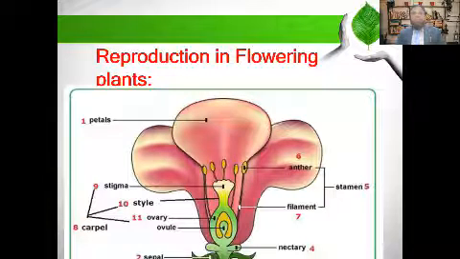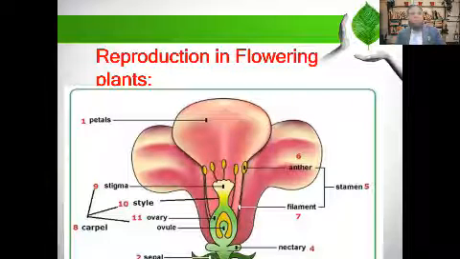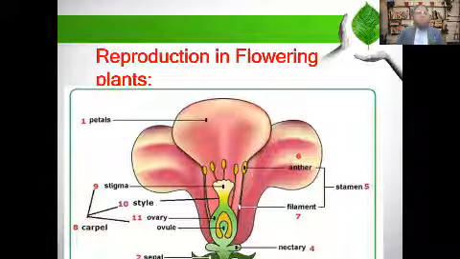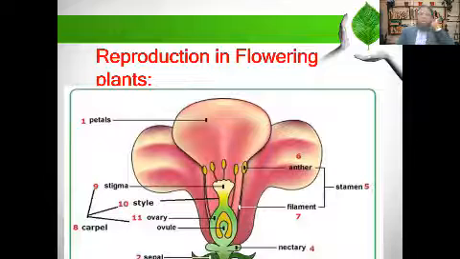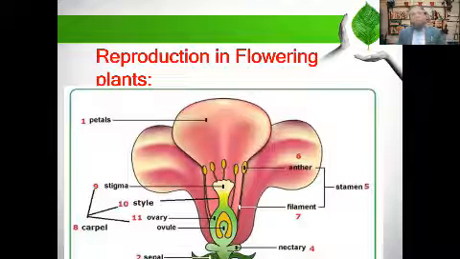Number one, petal is there, then sepal. Number three, you can see here, which one is that? Number three is pedicel, and number four, nectaries, number five, stamen, number six, anther, then number seven, filament is there, eight, carpel is there, nine, stigma, style, and then ovary or ovule.